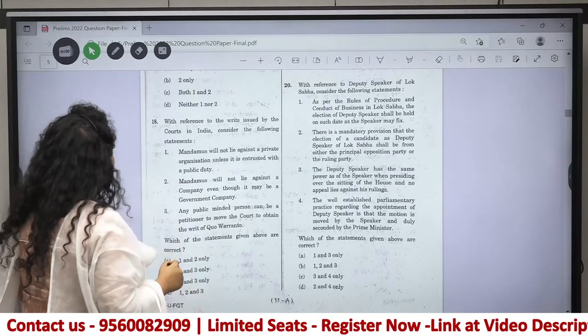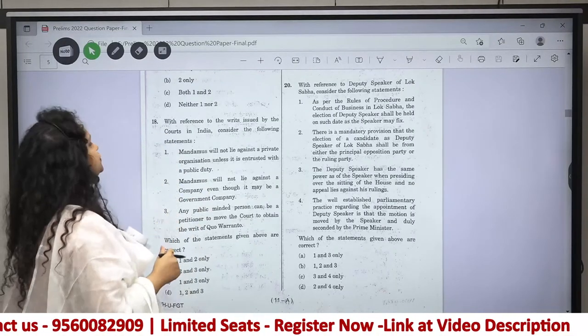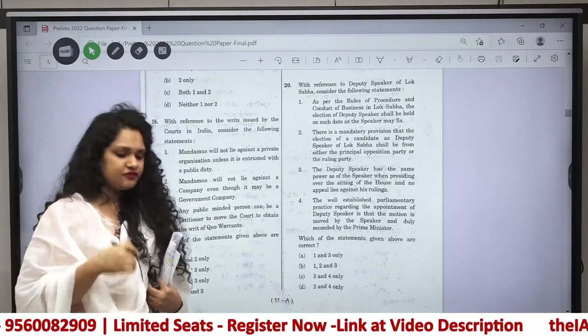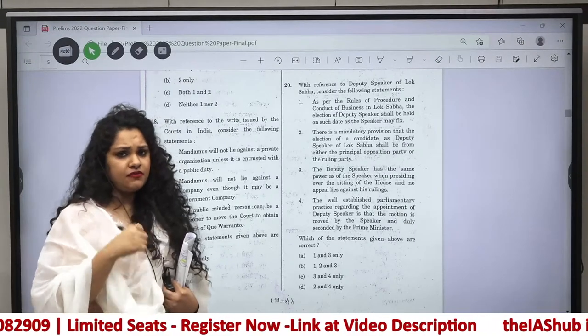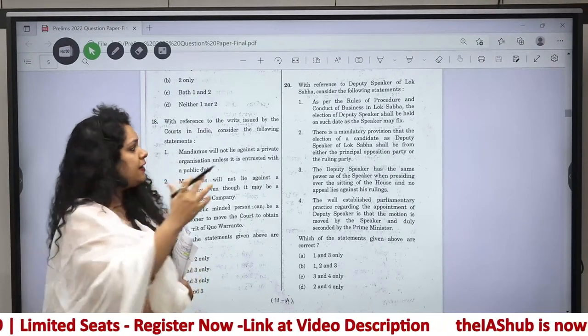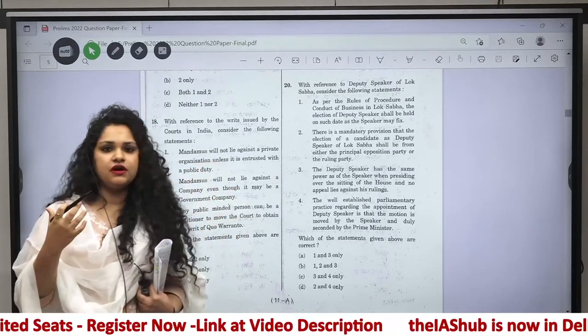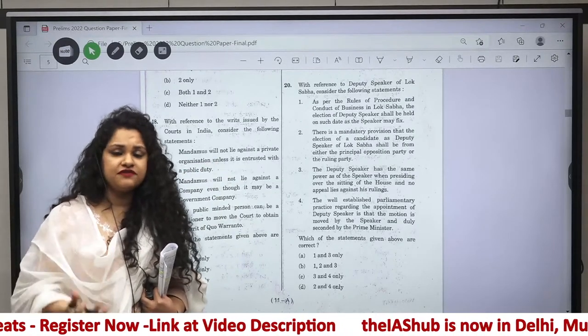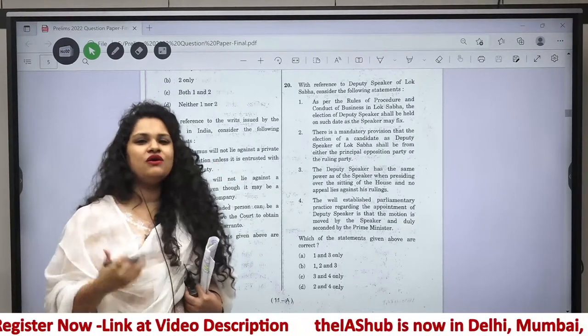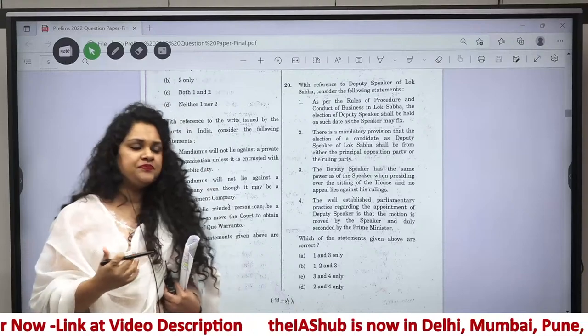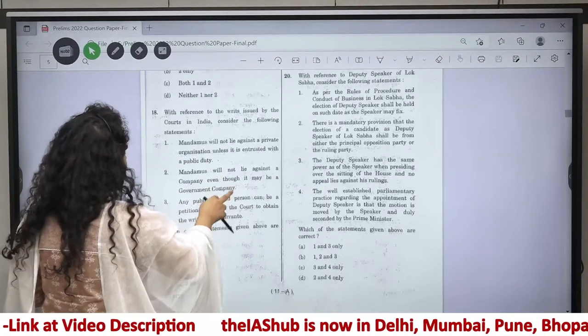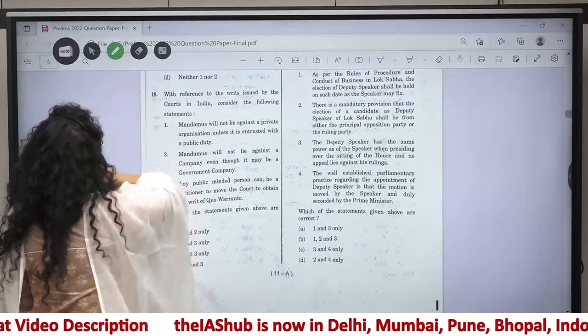So let's move on to the 18th question with reference to the writs issued by the courts. So writs, of course, under Article 32 and for the High Court also, they are a part of Part 3 of the Constitution and the fundamental rights. So we've all gone through those writs. And here they have asked for just two of them, so it makes life easy for us.